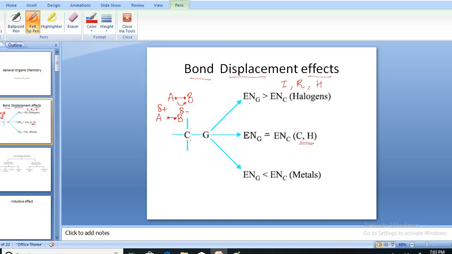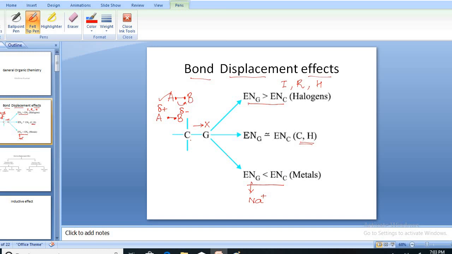Now let's talk about this particular category. What would happen if the electronegativity of this group, let's say X, is a halogen? Halogens are highly electronegative, so they are going to pull the electron from carbon, and as a result this situation is going to arise. Now in this case, electronegativity of the group is less than carbon. So what exactly does this mean? This could be something like sodium metal. It could be any metal.